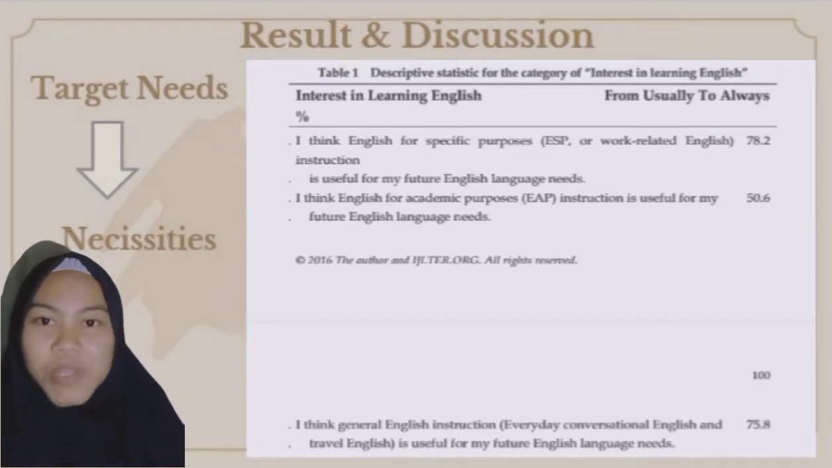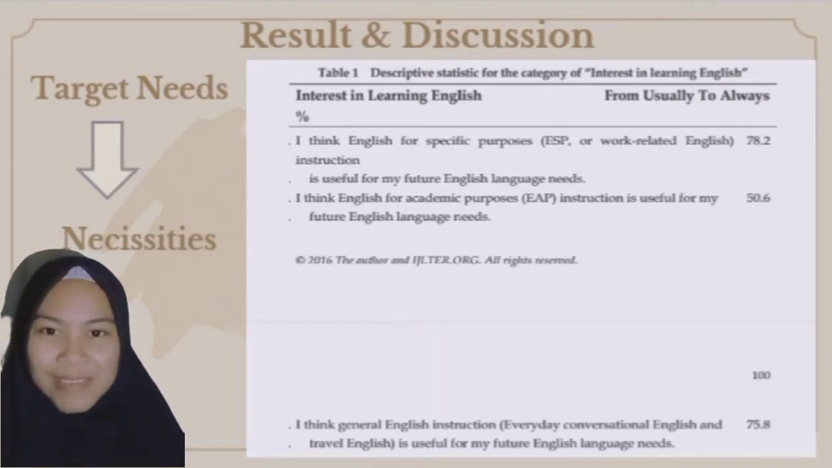The next material is result and discussion. The target needs are divided into three terms: necessities, likes, and wants.